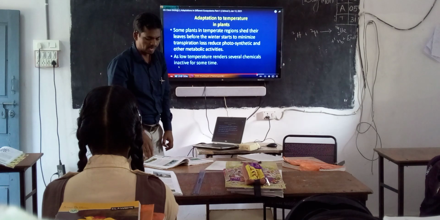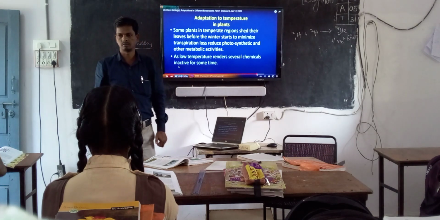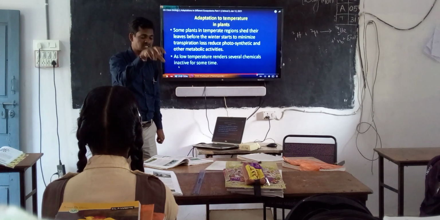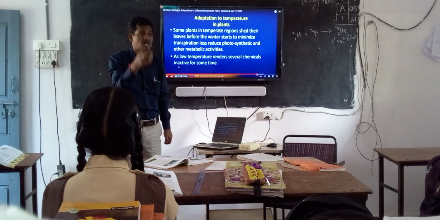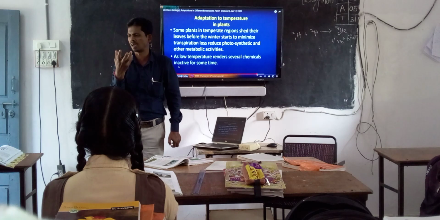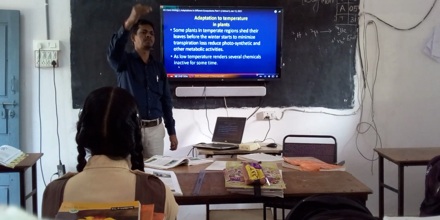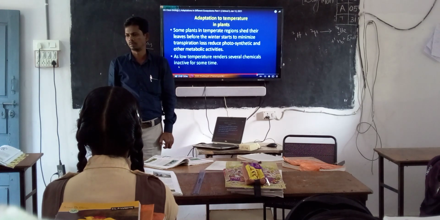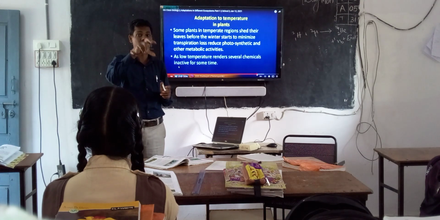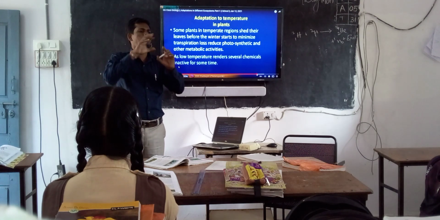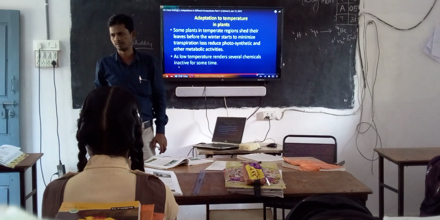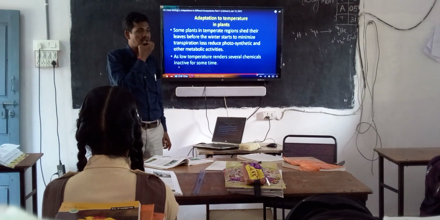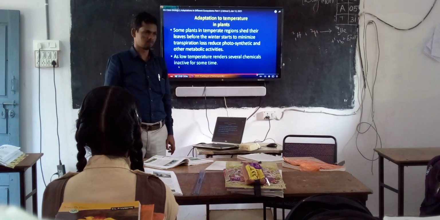Next, reducing photosynthetic activity. If they want to participate in photosynthetic activity, they need carbon dioxide. Whenever they need carbon dioxide, they have to open stomata. When stomata are open, they automatically participate in transpiration. So whenever they want to reduce transpiration, they automatically close the stomata. That's why the photosynthetic activities are automatically reduced. This type of adaptation we can see in temperate areas.